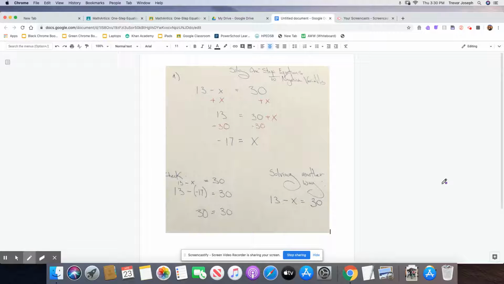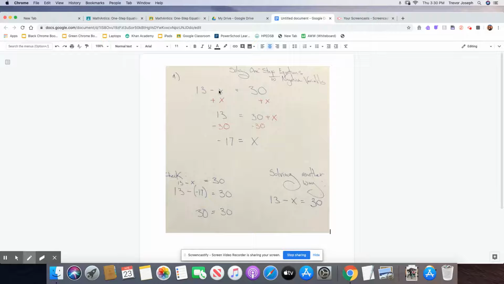So here's your question. You have 13 take away x equals 30. From the video, we learned that we need to get all of our variables on one side and our constants on another. It doesn't matter what side it is, but we have to do that. We also learned that if we want to move a variable or a constant to another side, we must do the inverse operation. And what we do to one side of the equation, we must do to the other.